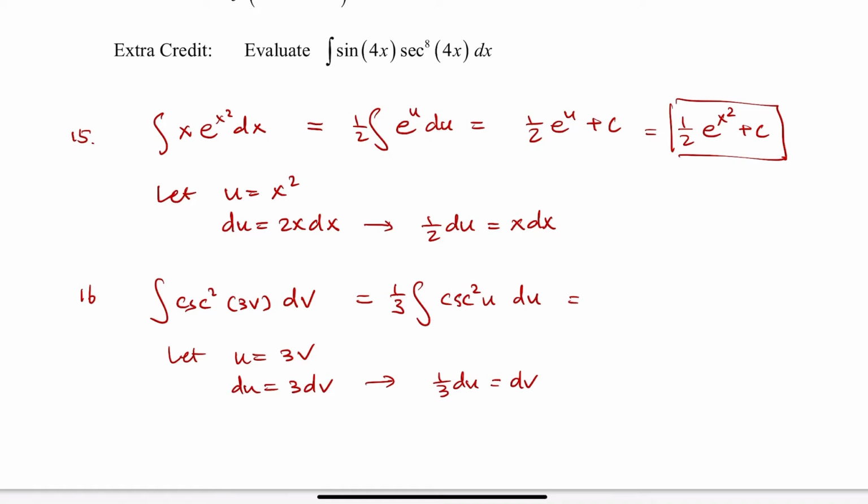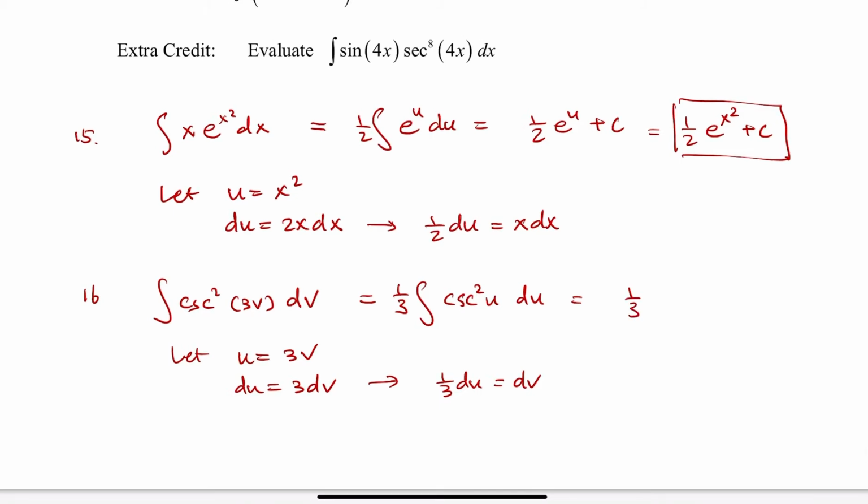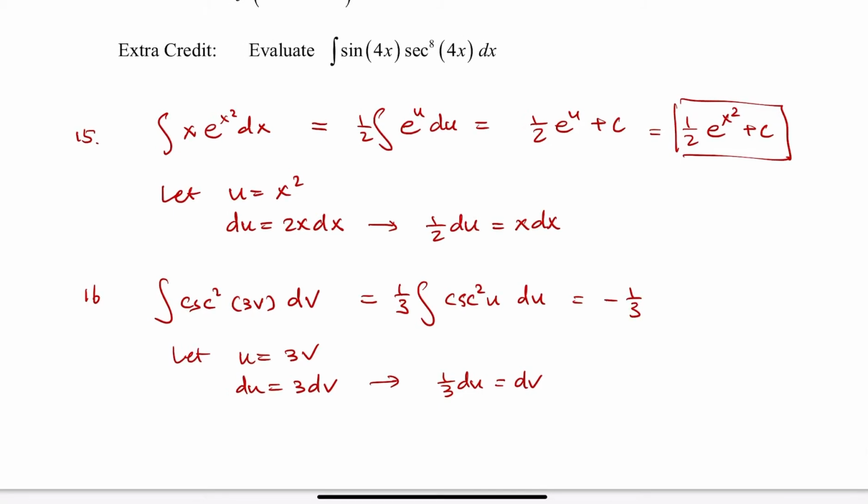Cosecant squared u, if you think about the formula, 1/3 negative cotangent, so negative cotangent u plus c, because the derivative of cotangent is negative cosecant squared. Now you substitute back, negative 1/3 cotangent, where u was 3v, plus c. So that's the final answer.